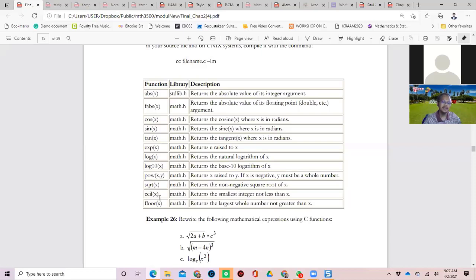Okay, in C we have other mathematical functions, ceil and floor. What do they mean? Ceil returns the smallest integer not less than x. Later we will look at an example. Floor of x is the largest whole number not greater than x. So they have a small difference, ceil and floor.